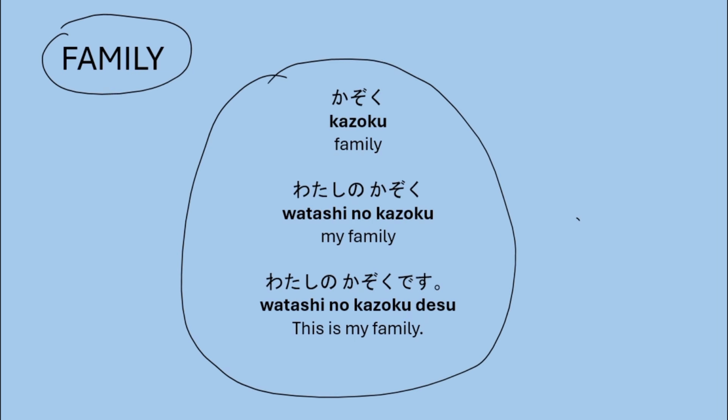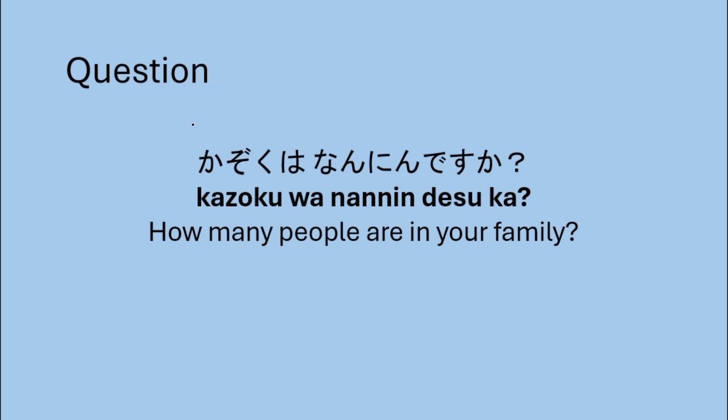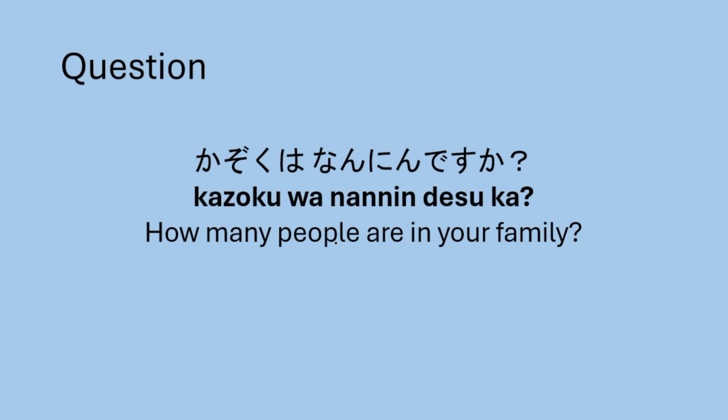Now let's see some questions. The first question is how many people are in your family? How do we say this kind of question? Kazoku wa nannin desu ka? Kazoku means family, and nannin means how many people, how many in number. So it asks how many people are in your family.